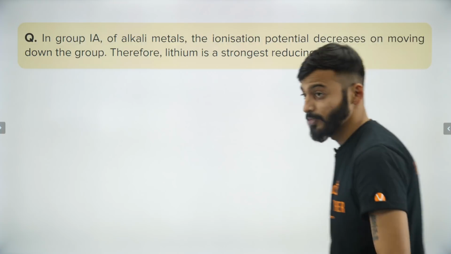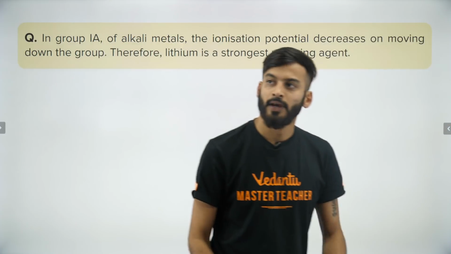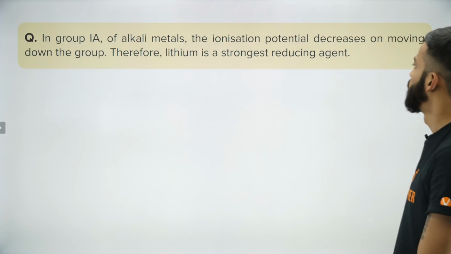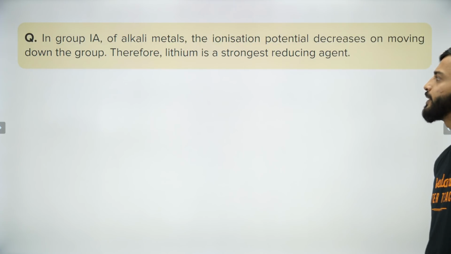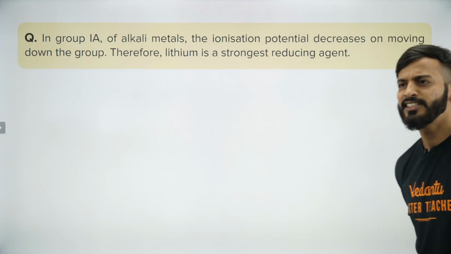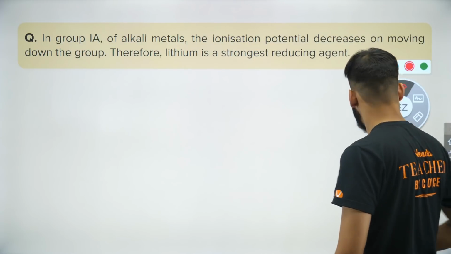A heavy question. Check this out. In group 1, alkali metals, the ionization potential decreases on moving down the group. Therefore, lithium is the strongest reducing agent. Is it a correct statement? True or false? You have to tell me.